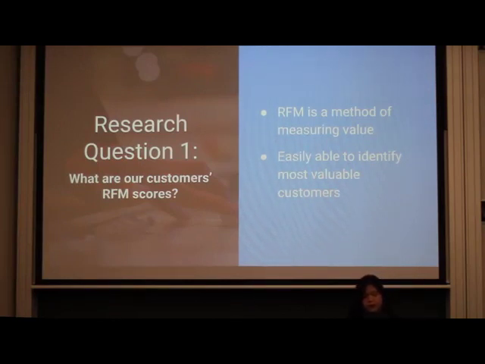The 3 factors used in the RFM model are recency, the time interval since the customer's last purchase; frequency, the number of purchases a customer has made in a given period; and monetary value, which is the total amount of value that all the customer's purchases in a period amount to.